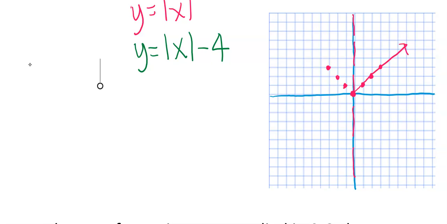And yep, I plugged it in, the pink one. Absolute value of 1 is 1. Absolute value of 2 is 2, and it forms that V. And then I plugged in the negative side as well.